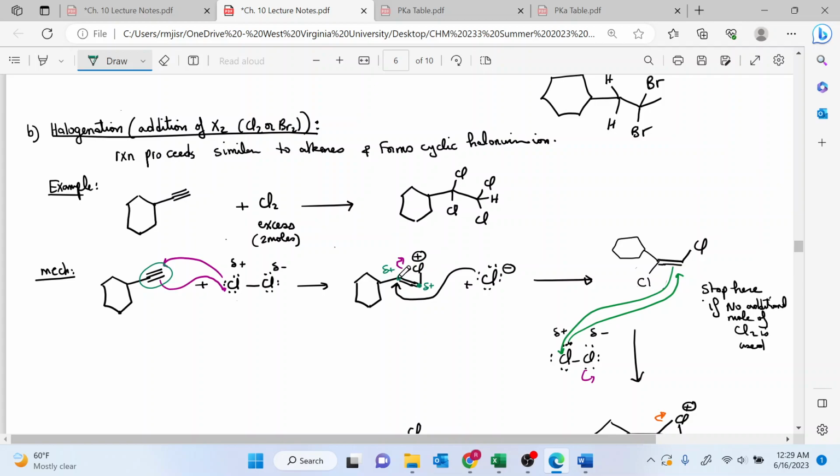So this is going to make this carbon more partial positive because it is a more substituted carbon. So the chlorine now in the solution, which came from the chlorine that left over here, is going to come and attack this carbon. It's going to attack it from the opposite side of the cycle. So always, you are going to end up getting your E intermediate. So this is going to be the E isomer.